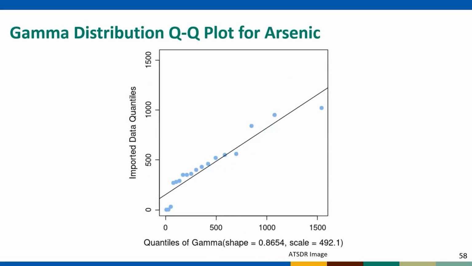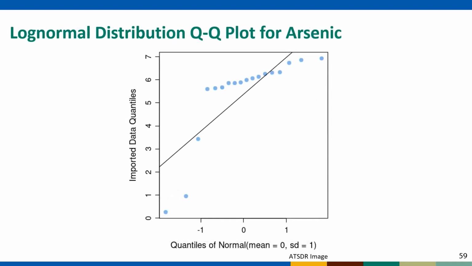This graph shows the gamma distribution QQ plot for arsenic. The quantiles of the gamma, as shown, are the shape equals 0.8654 and the scale equals 492.1. Lastly, this graph presents the QQ plot for the log normal distribution. The assumed distribution, as shown on the horizontal axis, has a mean of 0 and a standard deviation of 1.